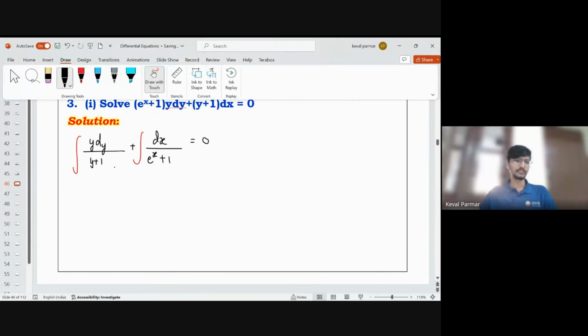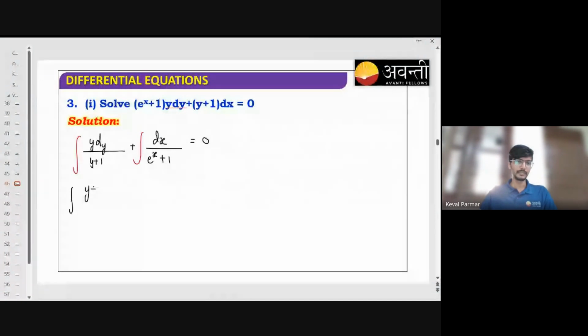So if I integrate both the sides, what is this? Here I can do y plus 1 minus 1 upon y plus 1, add and subtract, and here dx over e raised to x plus 1. So you know how to do these types of integration. Here we take e raised to x common from the denominator, if you remember. So I'll take e raised to x common. So I'll be left with 1 plus e raised to minus x dx equals 0.